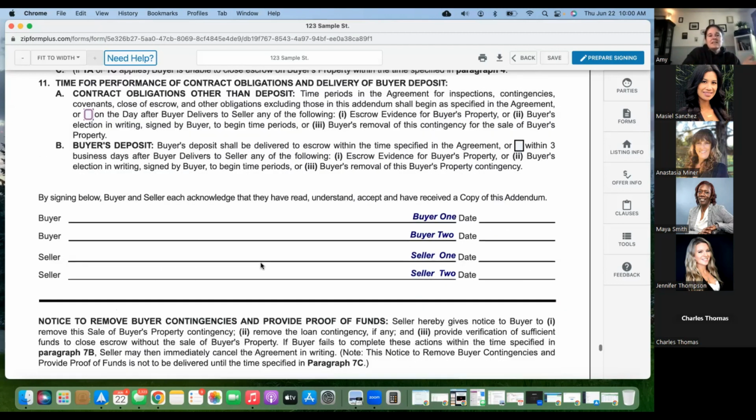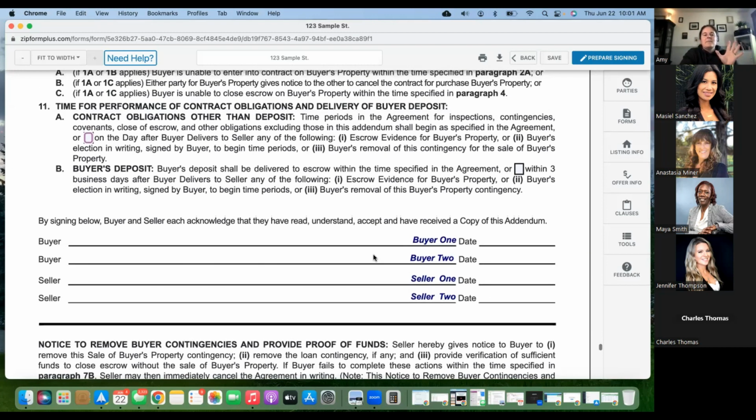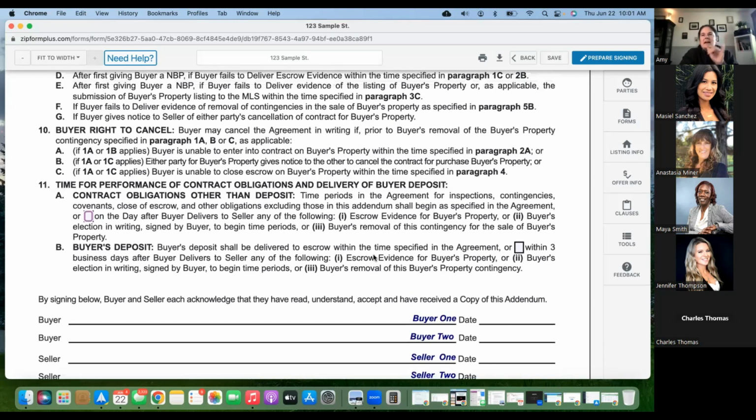That brings us to the end of the form here. By signing below, buyer and seller acknowledge that they have read, understand, accept, and received a copy of this addendum. Buyer signs, seller signs. Now keep in mind that you can counter any items on this. So if the buyer is going to sell their property, this should be submitted as part of the offer. And any item on here can be countered just like it would be countered in the regular purchase agreement as well. So if we're countering anything, it can be part of this.